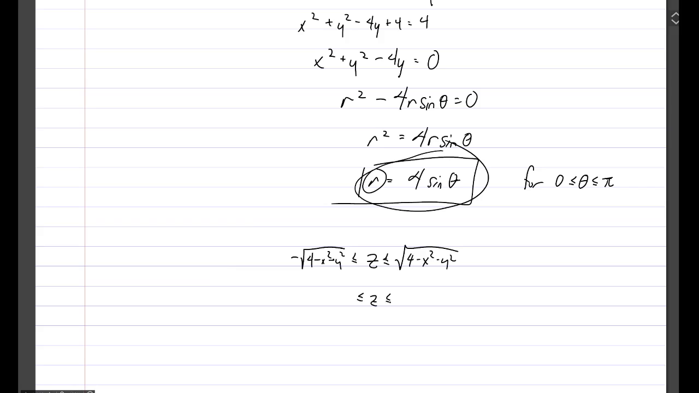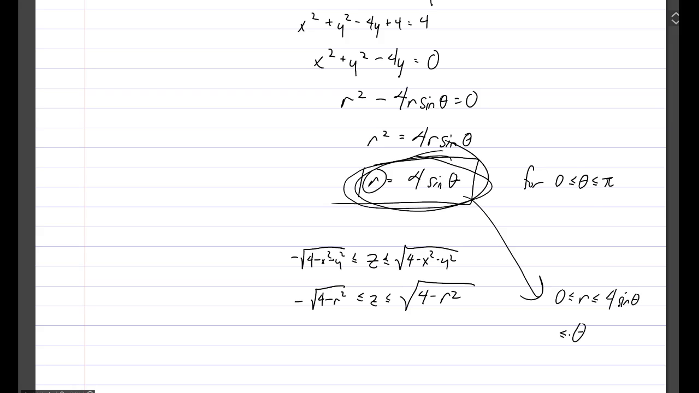So z should go between negative root 4 minus, well, the negative quantity x squared plus y squared again becomes r squared. You've seen this a lot already now. z less than or equal to root 4 minus r squared. Okay, so those are our z bounds now rewritten for cylindrical coordinates. And then we have actually from here that r should go between 0 at the smallest all the way up to 4 times sine theta at the largest. And then theta from up here should go between 0 and pi. Whew. All right, so that's a lot of pieces.